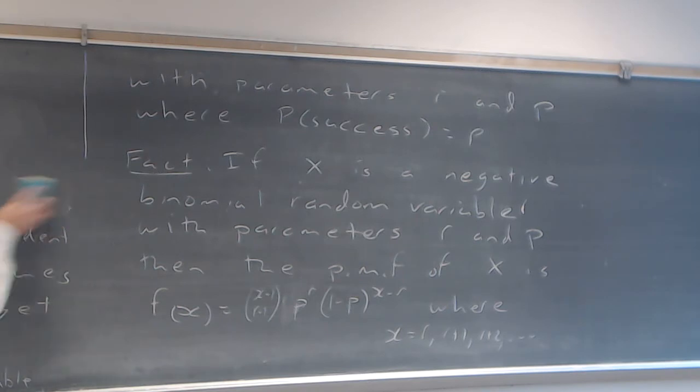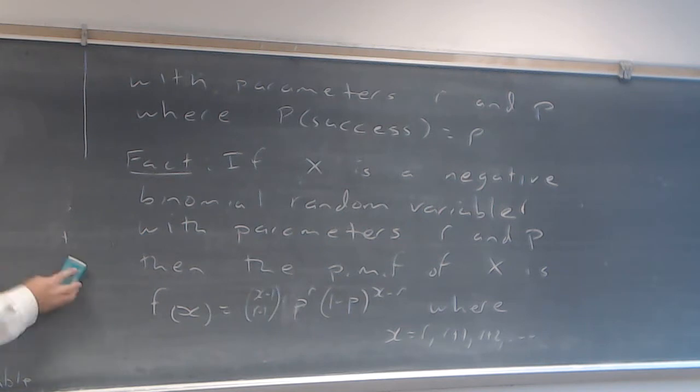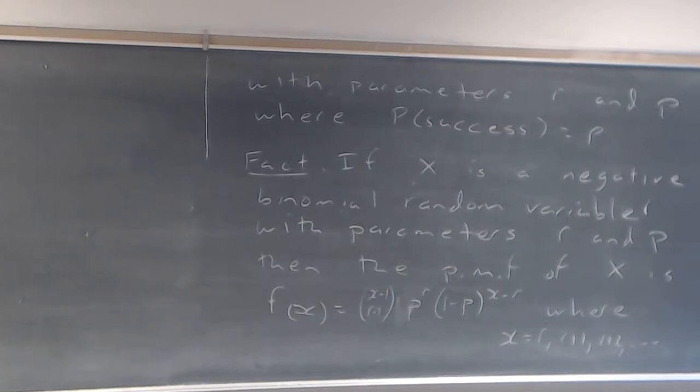Now, I called this, when I started this video lecture, an extension or generalization of the geometric random variable. That's because for the negative binomial we're going to the r-th success, where a geometric is where you're going to the first success. And so the geometric is really a negative binomial with r equal to 1.